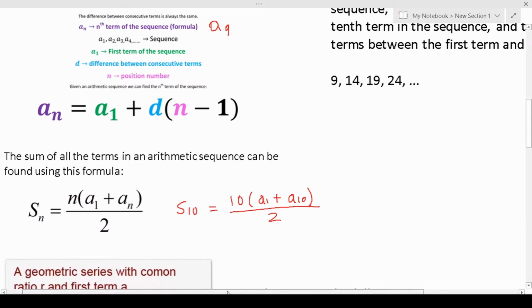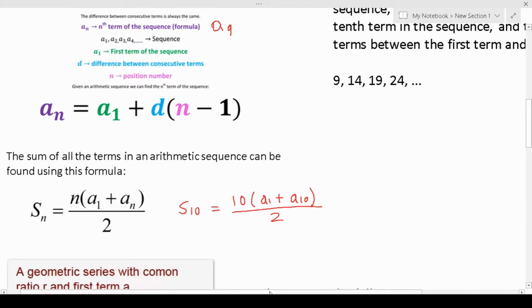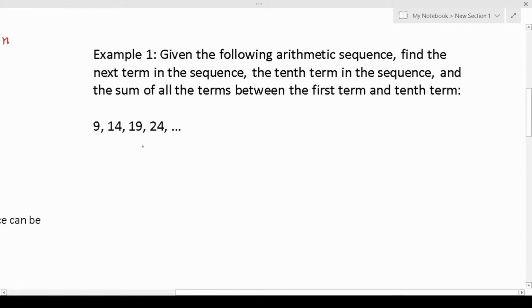So with those formulas in mind, let's go ahead and look at an example so we can apply them. All right, so for example 1, you can see it says, given the following arithmetic sequence, find the next term in the sequence, the 10th term in the sequence, and the sum of all the terms between the first term and 10th term.